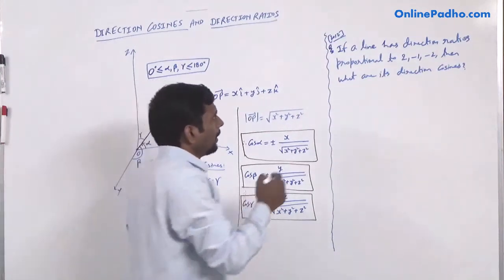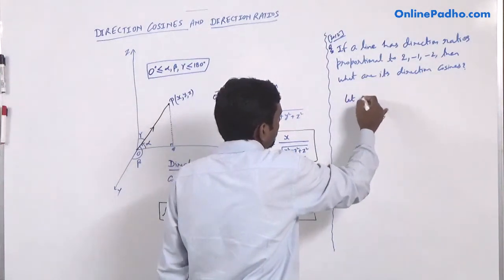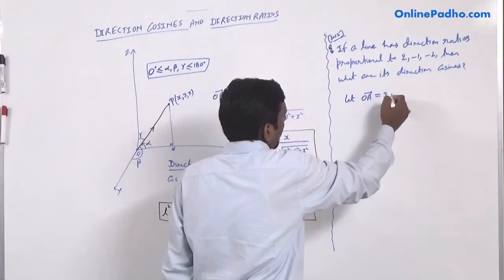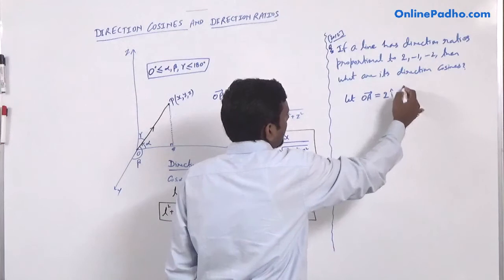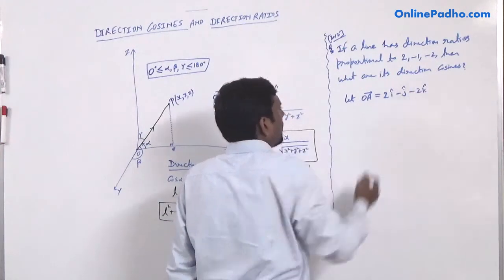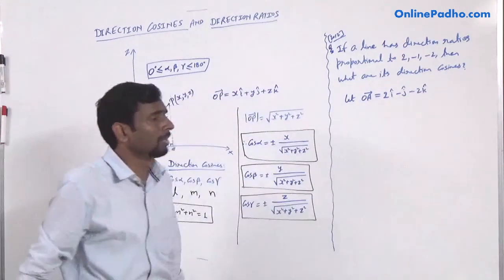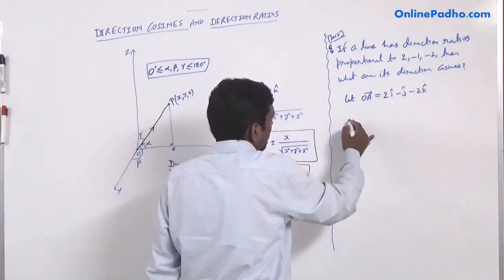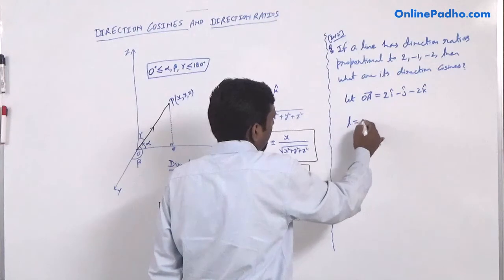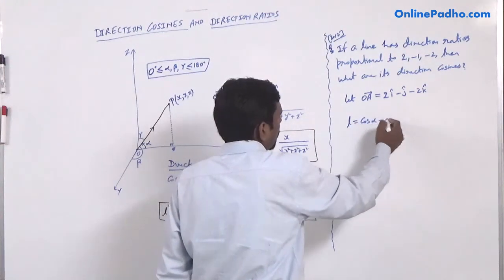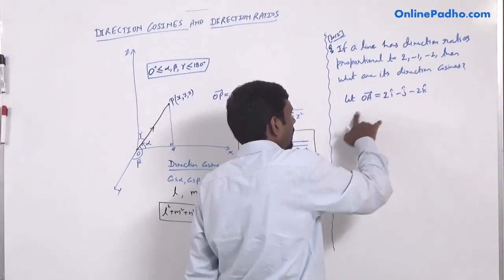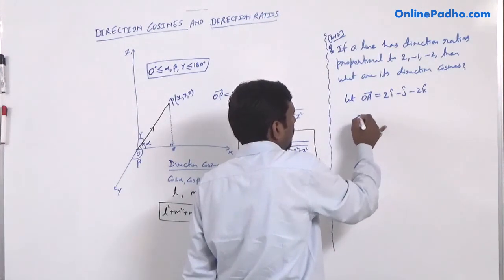It's very simple. Let OA vector be equal to 2i cap minus j cap minus 2k cap. This is a vector whose direction ratio is 2, minus 1, minus 2. So we can find the direction cosine. Direction cosine l can be written as cos alpha. First of all we can find the magnitude of OA. Then we can divide by it, right?